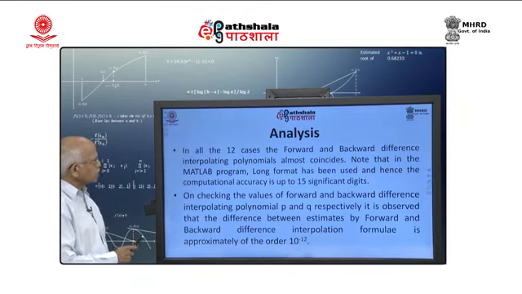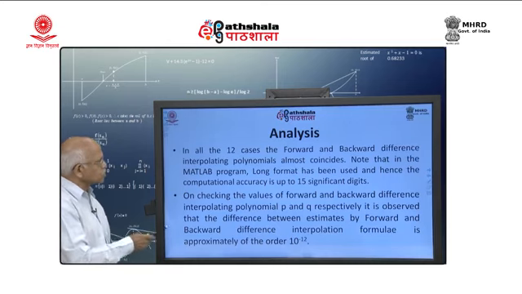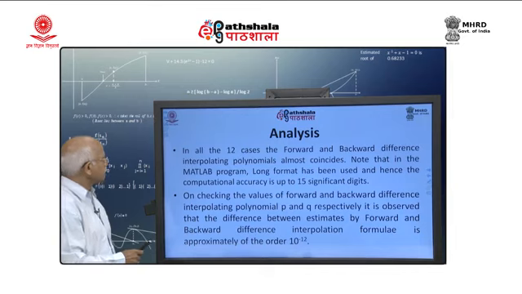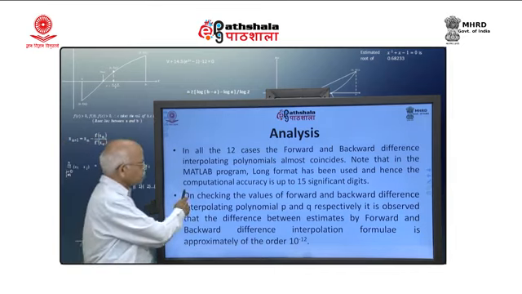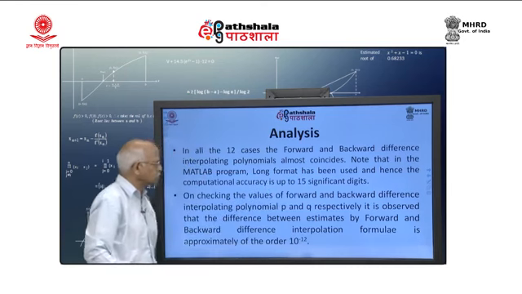In all the 12 cases, the forward and backward difference interpolating polynomials almost coincide. Note that in the MATLAB program, long format has been used, and hence the computational accuracy is up to 15 significant digits.